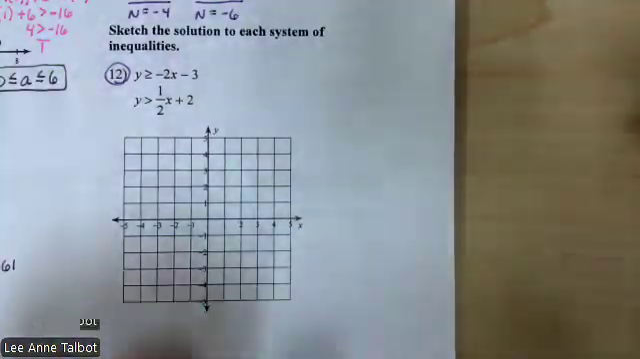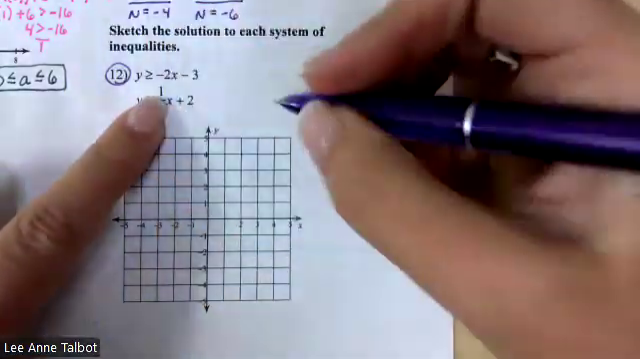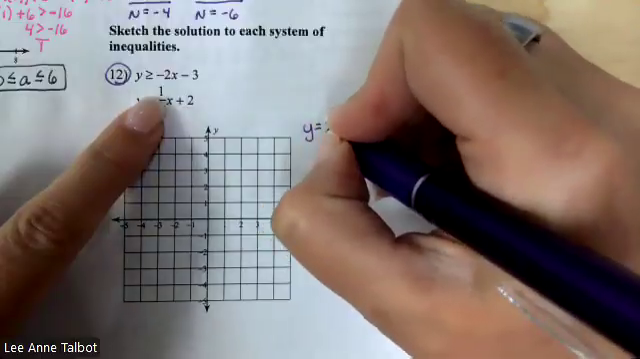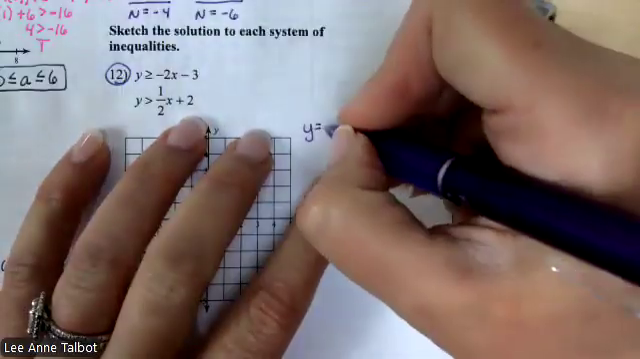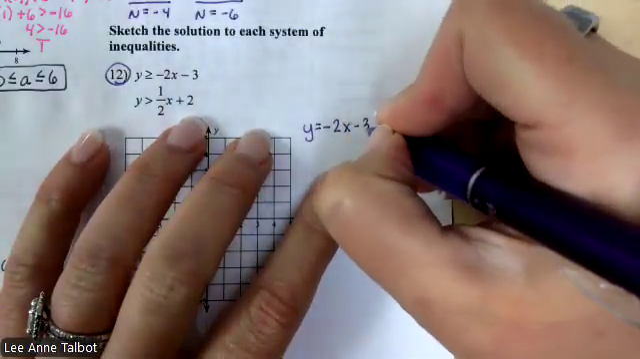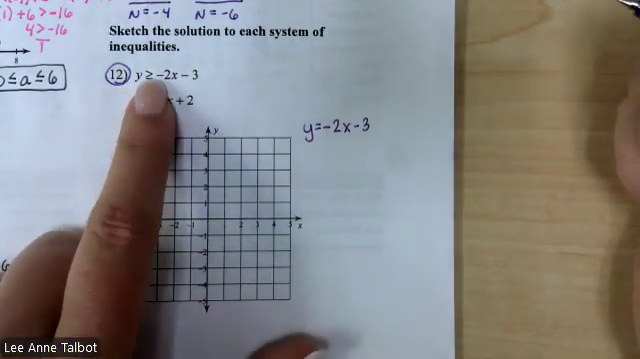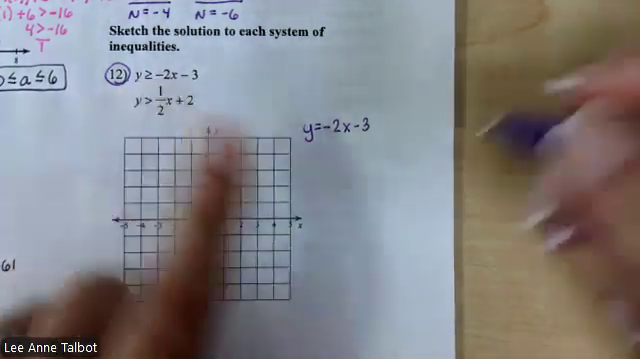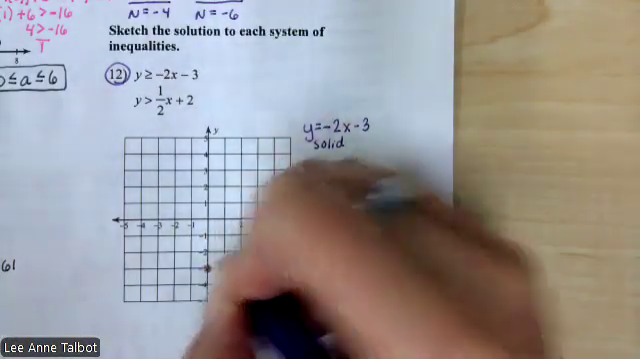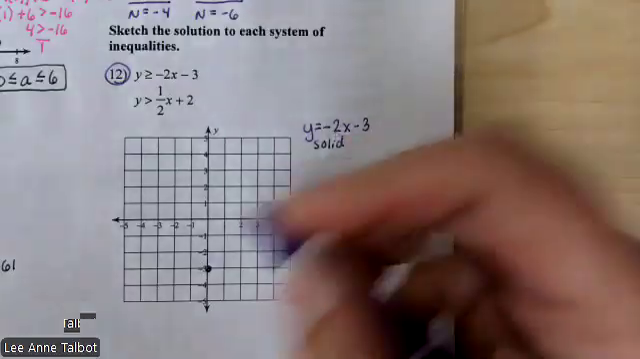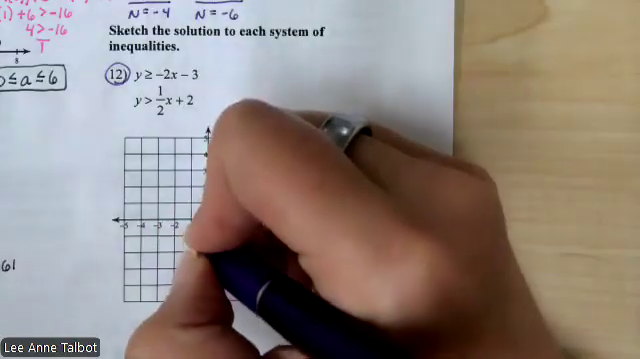Sketch the solution to each system of inequalities. Okay, so I'm going to start with the top one. I'm going to graph the line y equals negative 2x minus 3. And my first question is this top one dashed or solid? Solid. Okay, so down 3 for the y-intercept, and then the slope is negative 2, so down 2 over 1, and then backtrack.